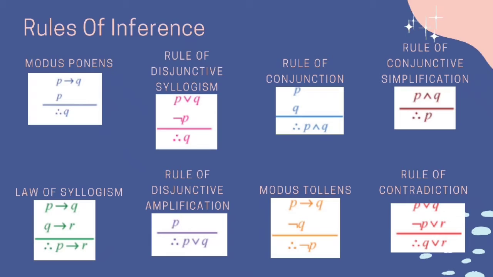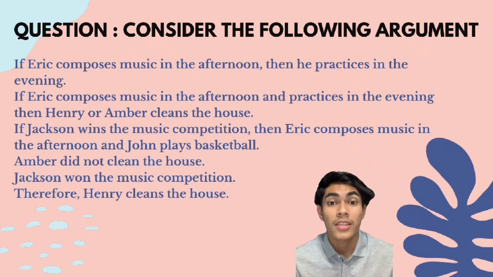Next, rule of inference. We have 8 rules of inference. First, we have modus ponens. Next, we have rule of disjunctive syllogism, rule of conjunction, rule of conjunctive simplification, law of syllogism, rule of disjunctive amplification, modus tollens, and finally rule of contradiction. So let's answer the question.